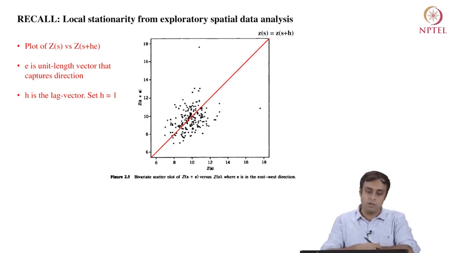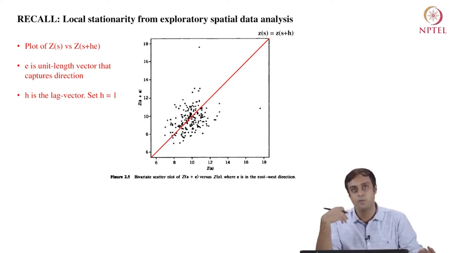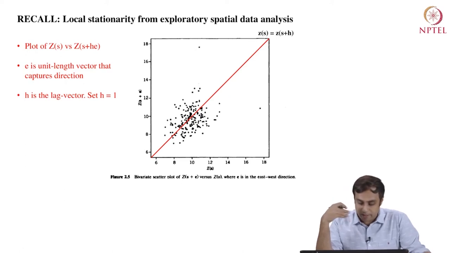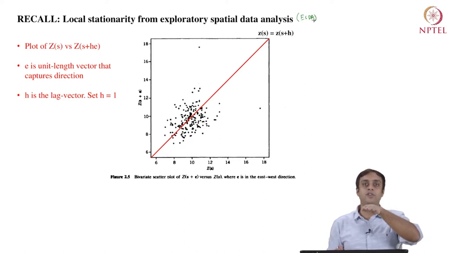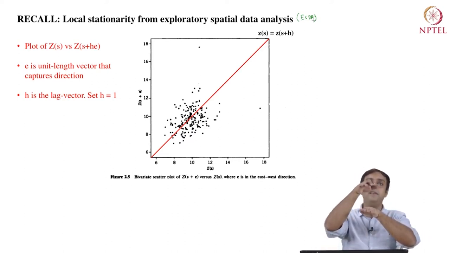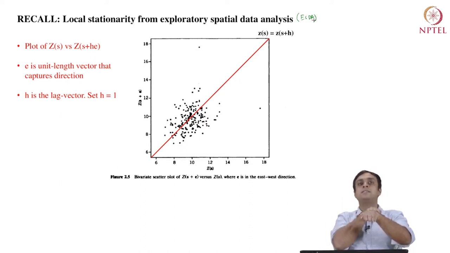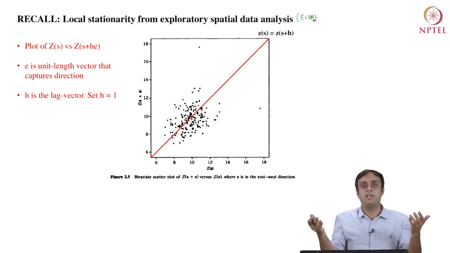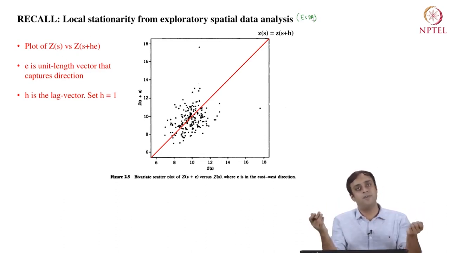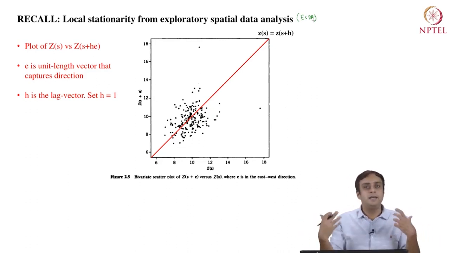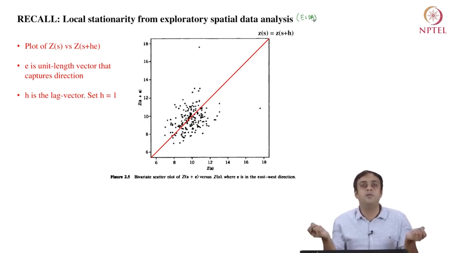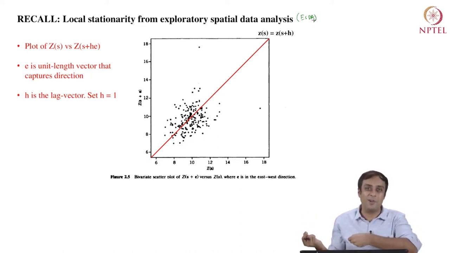For doing that, let's recall this idea of local stationarity from exploratory spatial data analysis. So remember, in case of ESDA, we plotted the bivariate scatter plots of values realized at any given location with their neighbors one step forward and one step backward in different directions, like towards north, south, or east, west, or both, right? And the idea of local stationarity is that these values should be similar to each other because they are located so close to each other. Now, this is also the idea of spatial contiguity, right?